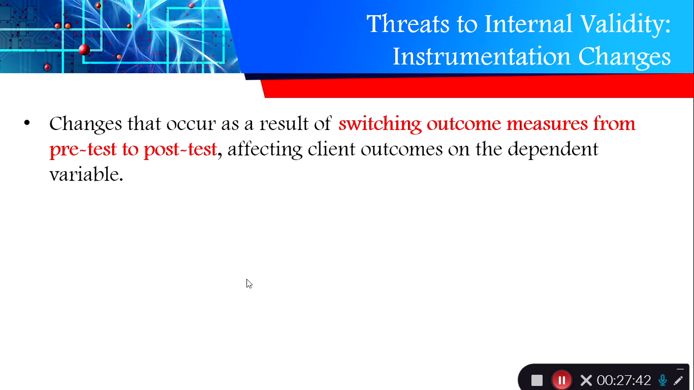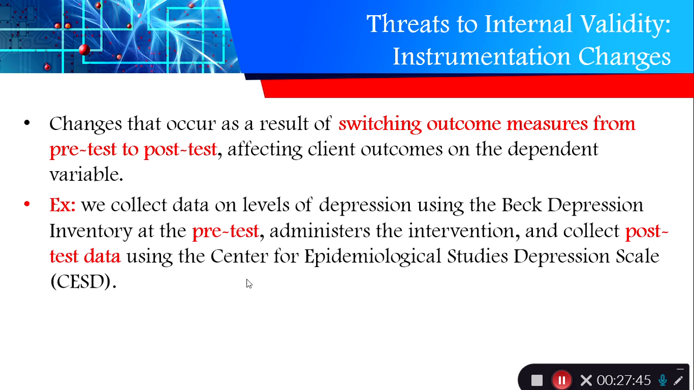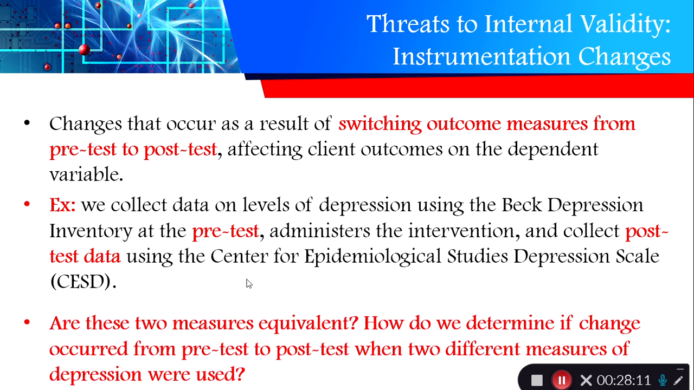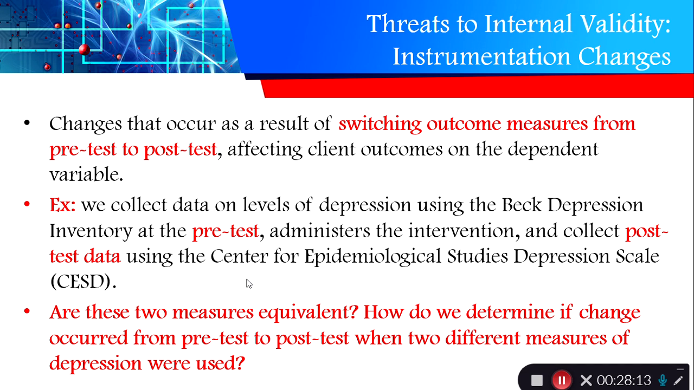So in terms of the threat of instrumentation change, these are changes that occur as a result of switching outcome measures from pre-test to post-test, affecting client outcomes on the dependent variable. So let's say that we collect data on levels of depression using the Beck Depression Inventory at the pre-test. We administer the intervention, and then we collect post-test data using an entirely different instrument, such as the Center for Epidemiological Studies Depression Scale. So then the question becomes, are these two measures equivalent? Yes, they both measure depression, but are they equivalent measures?